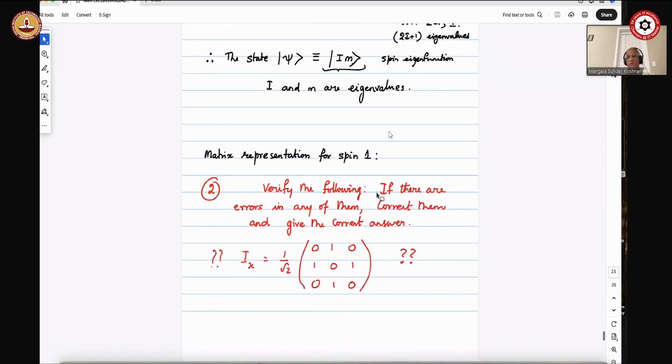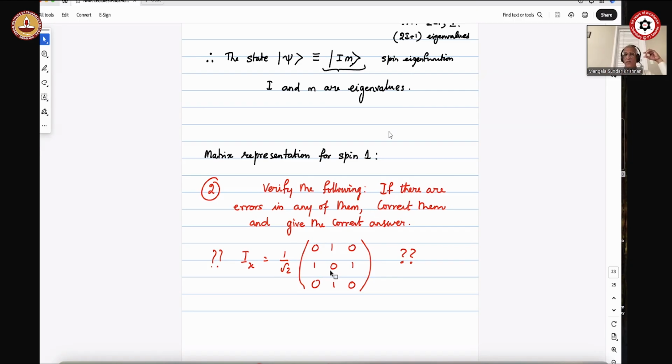Go to spin 1. Spin 1 has 3 states: |1,1>, |1,0>, and |1,-1>. So you can think of the matrix basis as |1,1>, |1,0>, |1,-1>, and for the right-hand side, the same. So we will have 9 elements. And you can calculate Ix as this matrix.